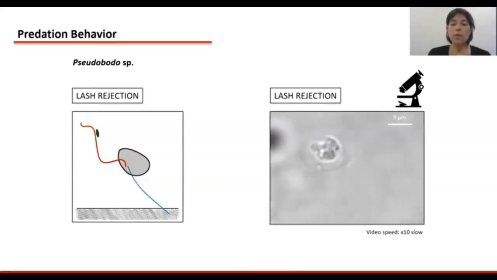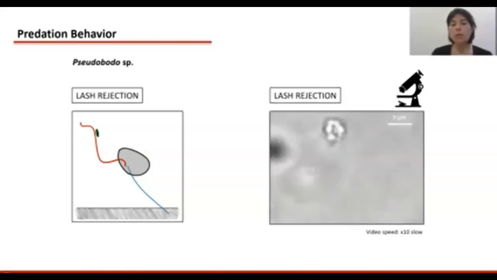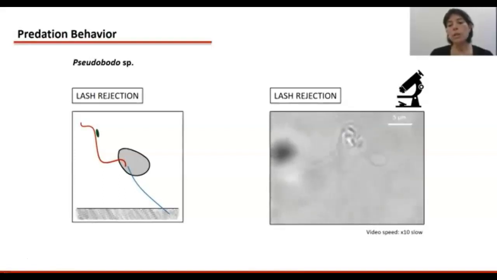Here it's captured a particle, but it decides to reject it. So now it untangles its helical long flagellum, and it's physically pushing away the particle until it's out of reach, and then it's able to return to its searching mode.